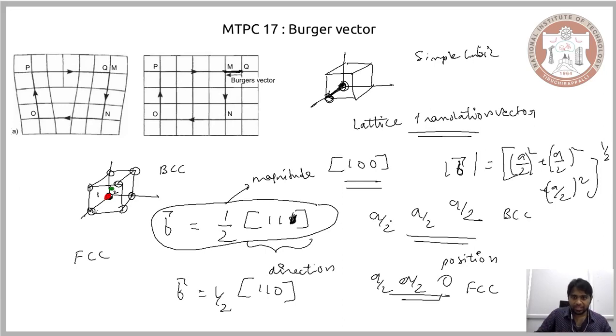So we are squaring the interatomic distance in each of these coordinates and taking the square root of it. That is how we should calculate the magnitude of the Burgers vector. Essentially, we are considering the interatomic distance along each of these directions and then taking the square of it and also taking the square root of it.